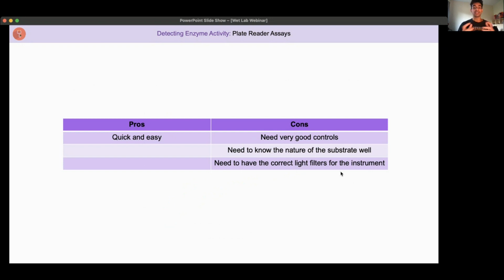And you need to know the nature of the substrate well. You want to make sure people have used it before to see if it's reliable or not. And different substrates will emit different types of light, so you need to make sure you have the correct light filters or wavelength filters for your plate reader. And they can be quite expensive, so you should check that before buying the substrate for the experiment, which I made the mistake of not doing, but luckily we had the filters.